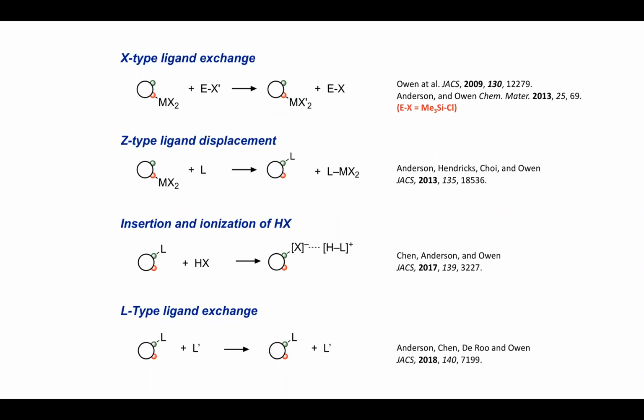We also talked about these reactions where an L-type neutral donor comes in and displaces a metal salt. And we call that a ligand displacement or a Z-type ligand displacement that's promoted by an L-type ligand. There's also these ionization reactions. So if you have a neutral donor like an amine, you can add an acid to it and you end up with this ion pairing situation. Okay, so that's in sort of an insertion type of a mechanism.